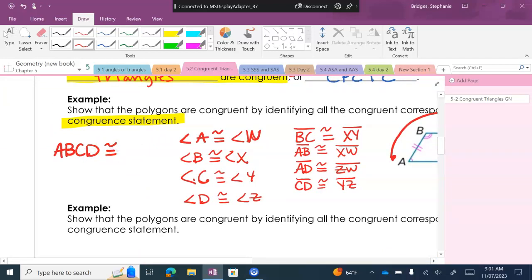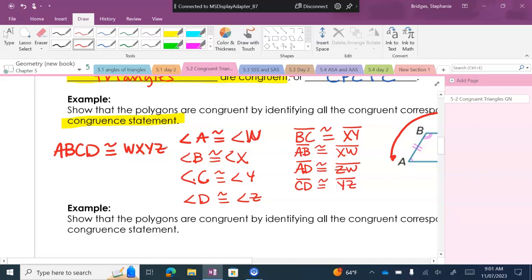is congruent to. We have to name the other polygon with the exact same angles matching up. What did we say was the same as A? So that has to go first. What did we say was the same as B? X. So that has to go second. What about the same as C? Okay, that has to go third. And then the same as D would be Z.